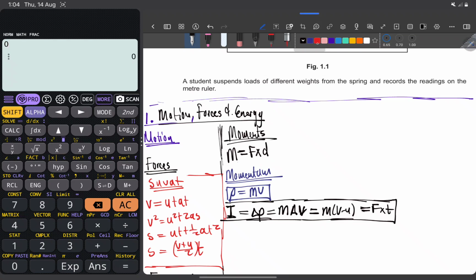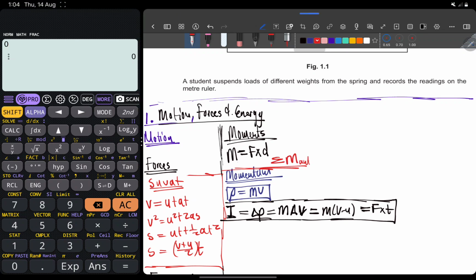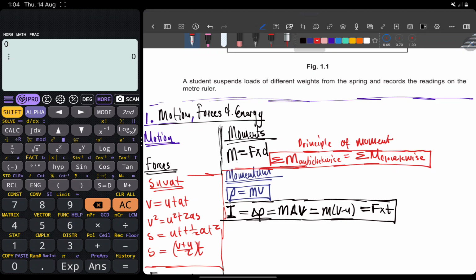In moments, there's something which you must know, which you're going to use a lot: when objects are in equilibrium, we say that the sum of anti-clockwise moments is equal to the sum of clockwise moments. We call it the principle of moments. So first you should know the formula of moments, then you must know this principle. If you add all the moments that cause something to turn clockwise, they should be equal to all the moments that cause it to turn anti-clockwise. We call this the principle of moments.